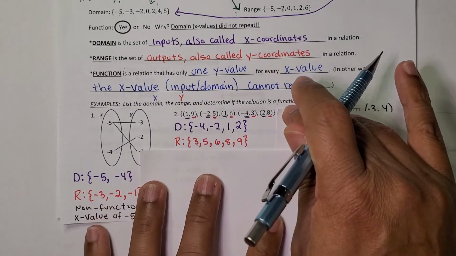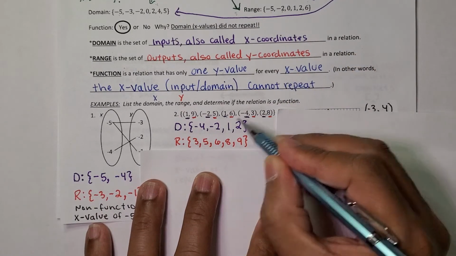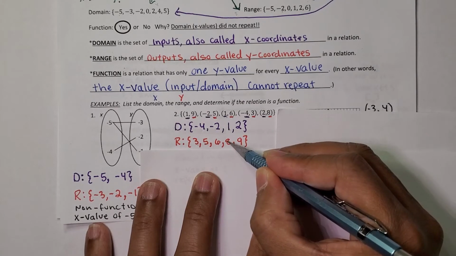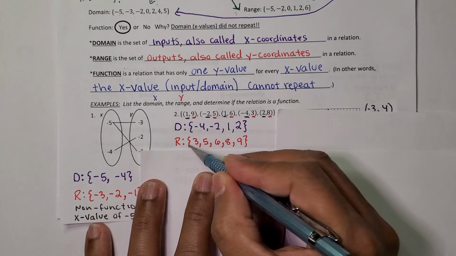in order from least to greatest. We start with 3, that's the least, so that's this one here, 5, that's there, 6 is this one, 8 is this one here, and 9, it's that one. And again, in order from least to greatest.